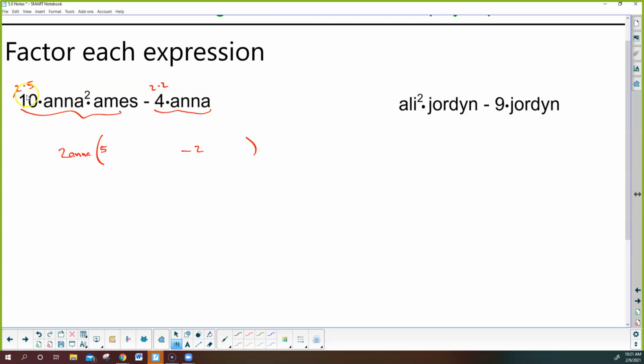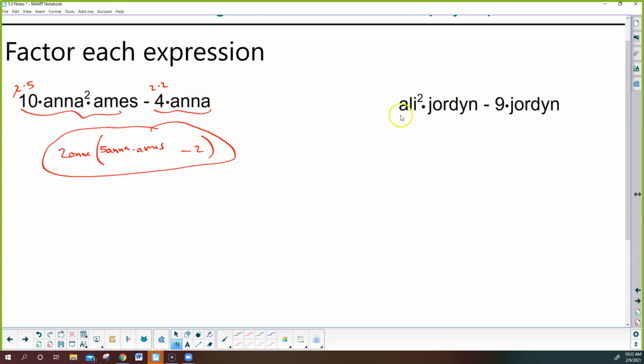So if I take away an Anna from this side, that means 1 Anna is left over. There is no Ames over here, so we're going to have another Ames. So 5 Anna Ames. And again, if you times by 2 Anna, you would get back right where you started. And then if I take away a 2 Anna from this, all that's left over is the minus 2, because Anna is factored out. So that's as far as I can take that one.